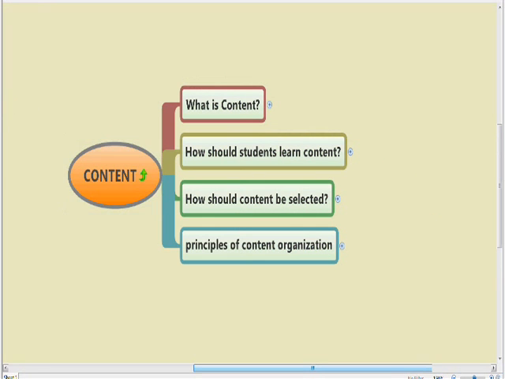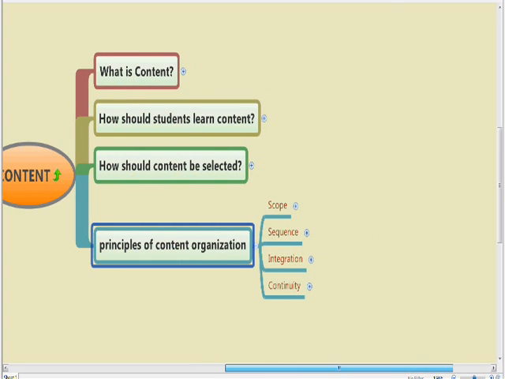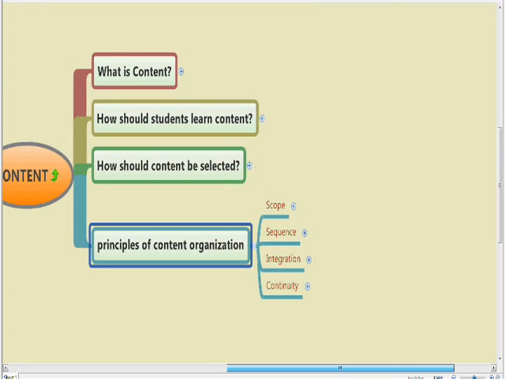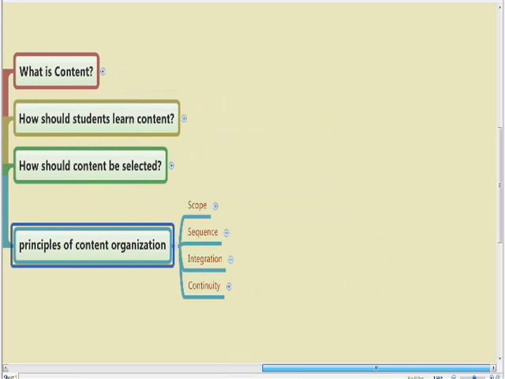So coming back to the final notion of content, the principle of content organization. Now, how do we take that to the next level? It has four major areas: the scope, sequence, integration, and continuity. These are the principles of organizing the content. Now, from the scope point of view, let's see. Let me get this organized first.